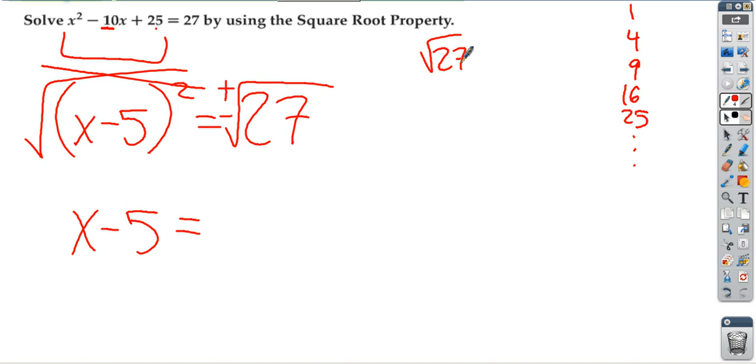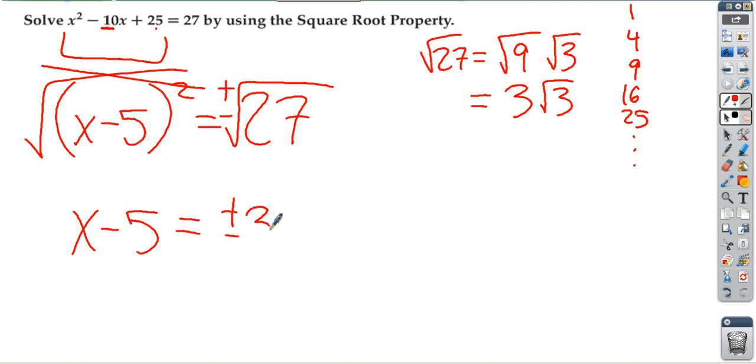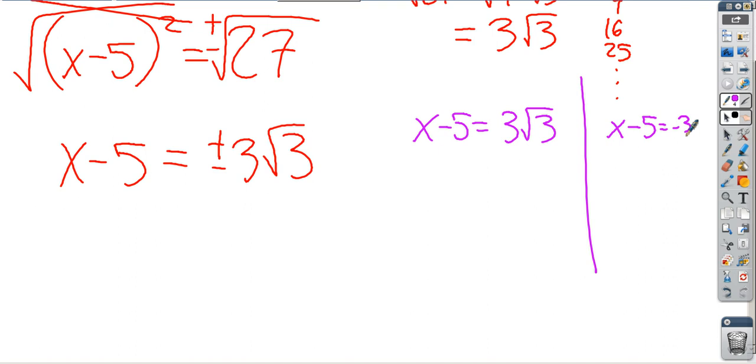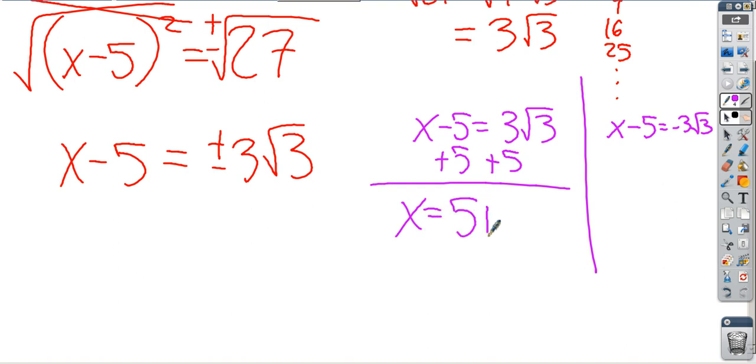27, if you look at that list of perfect squares I just wrote, 27 happens to be 9 times 3, so square root of 27 is square root 9 times square root 3. The square root of 9 is 3, and then I still have that root 3, or that radical 3 there. So we could write this as plus or minus 3 root 3, and now we can solve like we did before. We're going to have two solutions here. x minus 5 equals positive 3 root 3, and x minus 5 is equal to negative 3 root 3. How do you solve it? You add 5 to both sides, and our final answer here will be 5 plus 3 root 3.